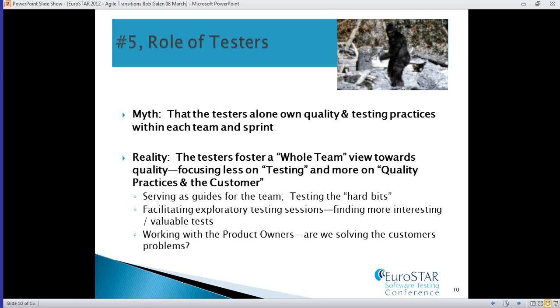So this myth is, quality is totally the burden of the testers, and everyone else, the Scrum Master and the product owner and the developers on the team and the BAs on the team, they get a get out of jail free card when it comes to owning quality. And if a bug pops out of the sprint, you ask those pesky testers, why didn't you catch that? That's a myth. The reality is that I think testers foster a whole team view towards quality.